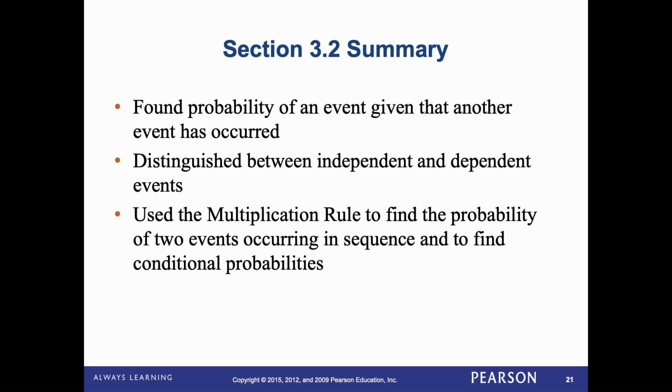All right, so in summary, we found the probability of an event given that another event occurred. And the key point in this is the sample size was changed. Like in the cards, the first event probability affected the second probability. We also distinguish between independent and dependent. And we use the multiplication rule to find the probability of two events occurring in sequence and to find the conditional probabilities.